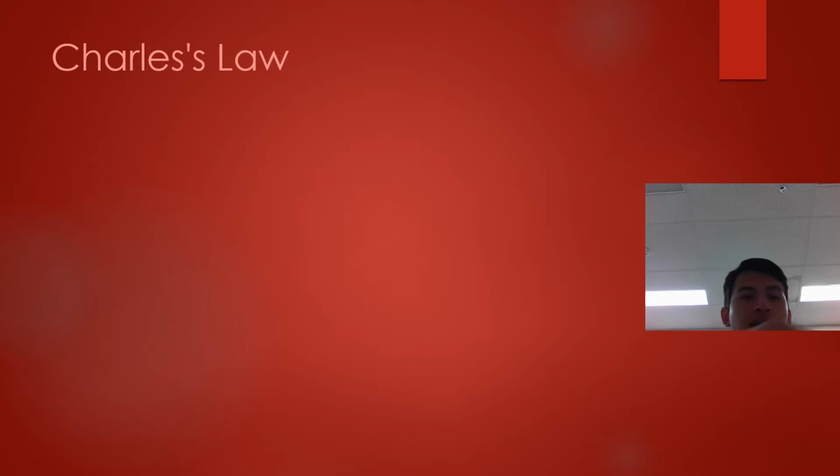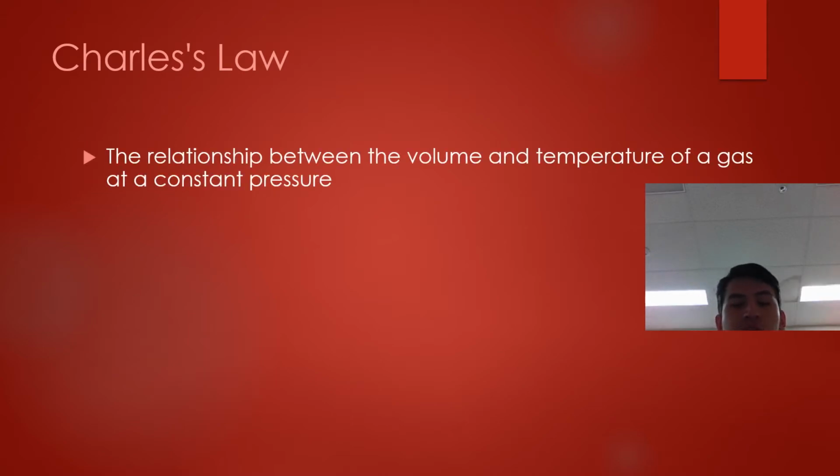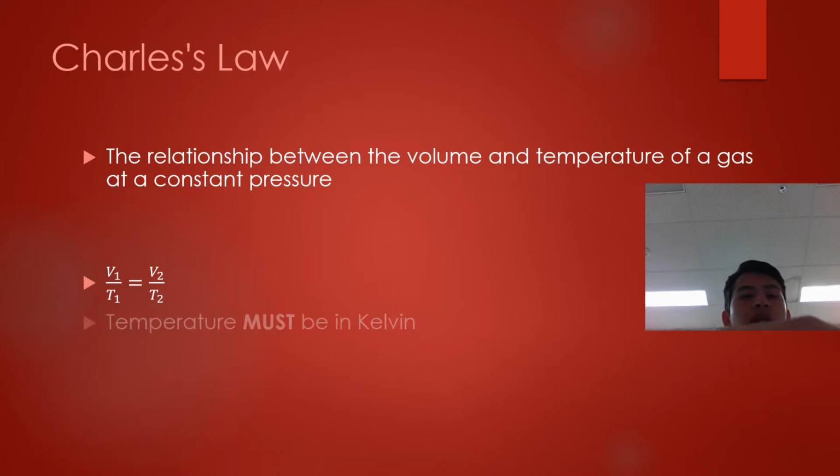Charles's law: the relationship between the volume and temperature of a fixed amount of gas kept at a constant pressure. Here is your formula. V1 over T1 equals V2 over T2, where V1 and T1 are the volume and temperature of a gas before a change, and V2 and T2 are the volume and temperature of the gas after a change. Now, when using the formula, the temperature must be in Kelvin, and you might ask why.